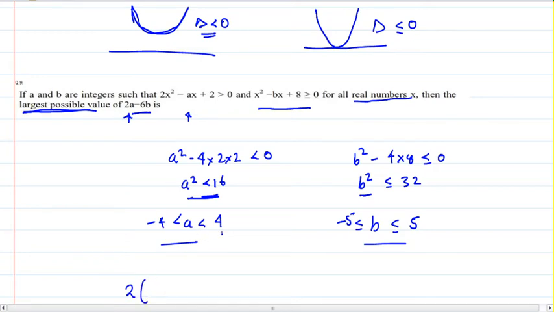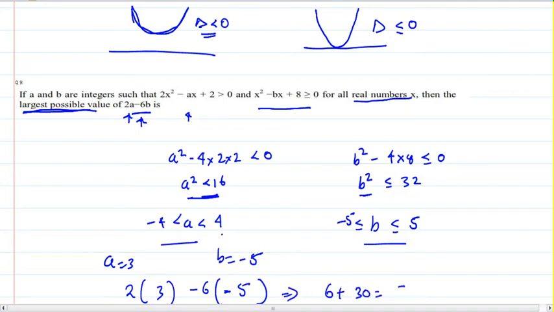See, A cannot be 4. A can be maximum 3. So I'm using A as 3. Because B has a negative coefficient, if I have a negative value inside, it will add up further. So I'm using B as the largest negative available to me, that is minus 5. So what I have here is 6 plus 30, that is 36, is the maximum value of 2A minus 6B.